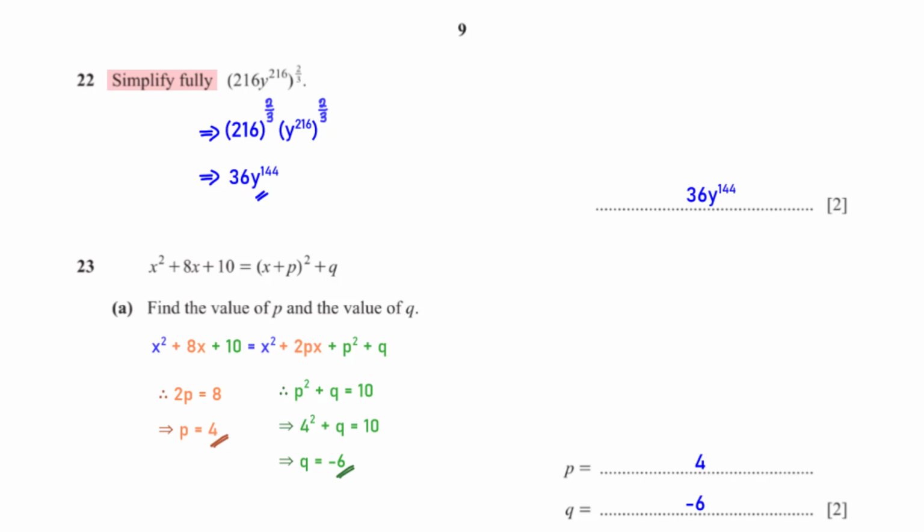Simplify fully. (216 y raised to the power 216) all raised to the power 2 over 3. This can be rewritten as 216 raised to the power 2 over 3 times (y raised to the power 216) all raised to the power 2 over 3. 216 raised to the power 2 over 3 is 36. The powers of y multiply, so 216 times 2 over 3 is 144. So we have 36y raised to the power 144.